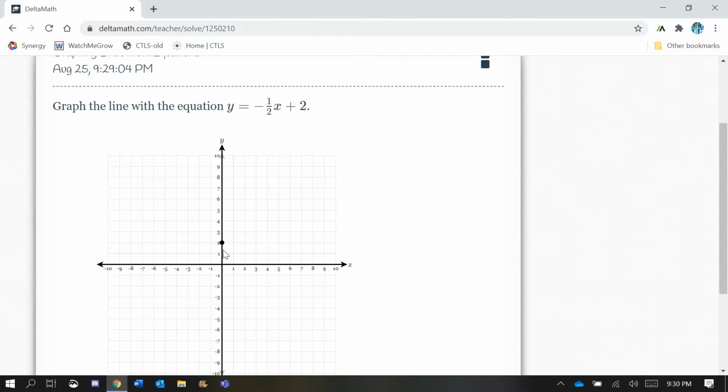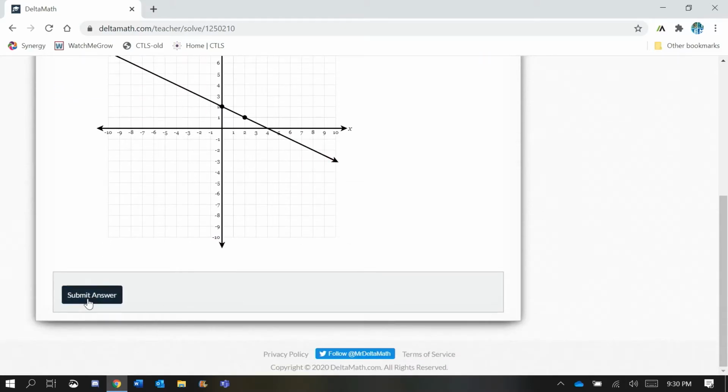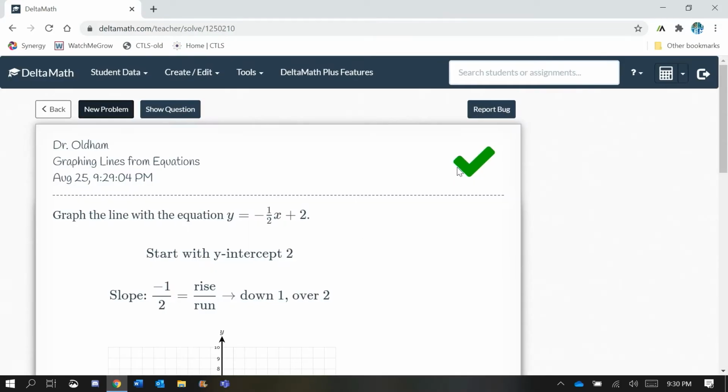So here's what's cool. It's going to actually draw the line for us, depending on our slope. So my slope's negative 1 over 2. I'm going to take my cursor and go down 1 over 2. And then I just click my dot, and there is my beautiful line that started at 2 with my slope of negative 1 over 2. Okay?